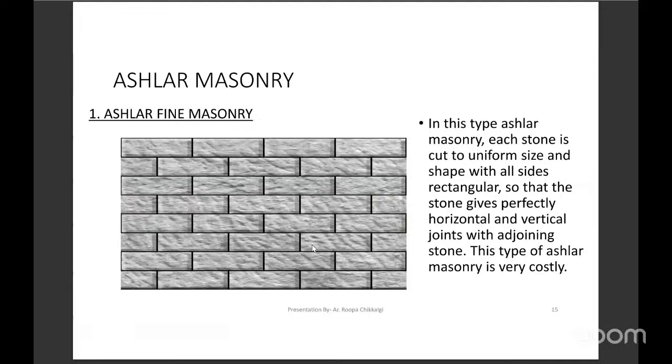Now we start with ashlar masonry. As I told you in the beginning, ashlar masonry is something where you will have very finely dressed cuboidal blocks of stone, and they are almost looking like bricks because they are shaped like that. So here you can see fine ashlar masonry. In this type of ashlar masonry, stone is cut to uniform size and shape with all sides rectangular, so that you can see in this image. Now let's go to the next one.